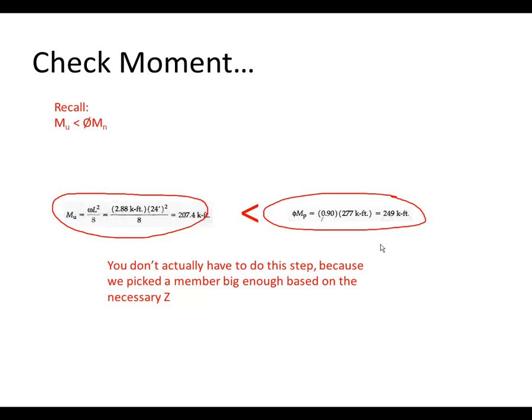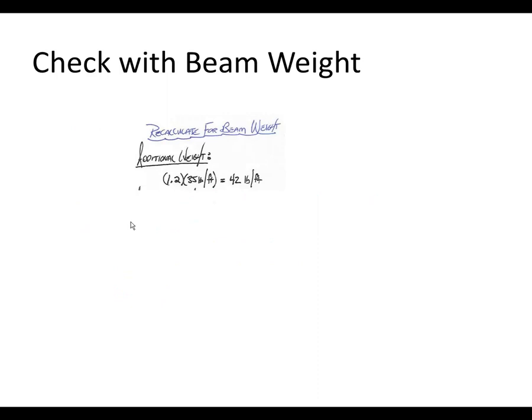This step is not actually shown in the example simply because we picked a member big enough based on the necessary Z, meaning the section modulus there. In the process of picking a larger section modulus, we guaranteed ourselves that phi MP would automatically be bigger than our actual moment. And so you don't necessarily have to check this step. I just wanted to show you that in the process of doing this, we've actually determined that value does hold true from a design standpoint.